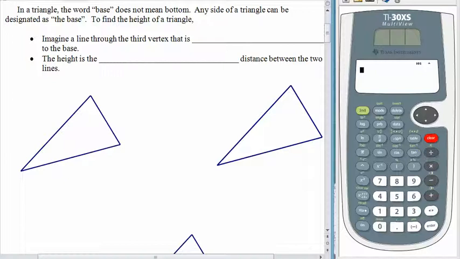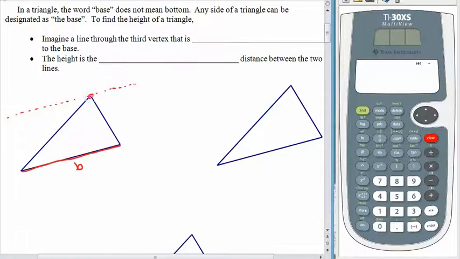So let's look at this triangle here on the left and imagine that we want to have this side as the base. So I'm going to highlight it in red. Maybe you make yours a little bit darker, but there's the base. The thing about a base is that the base is supposed to be perpendicular to the height. And sometimes it helps if we have an imaginary parallel line through that third vertex.